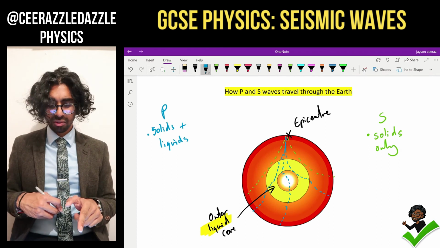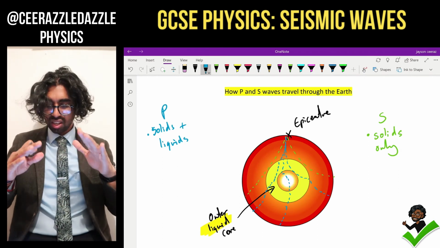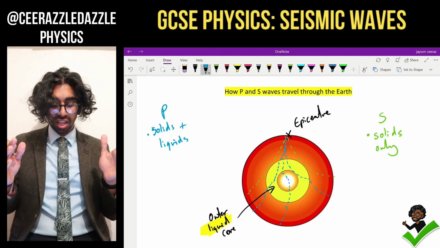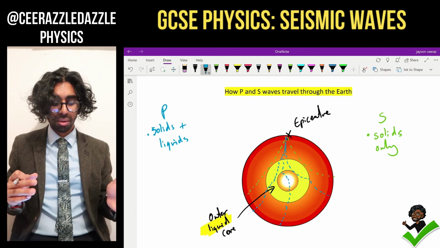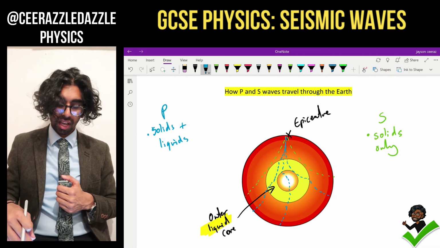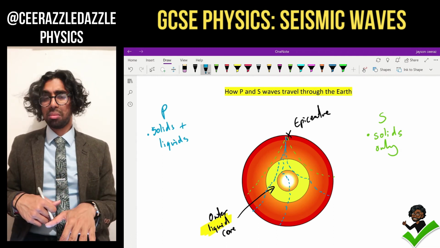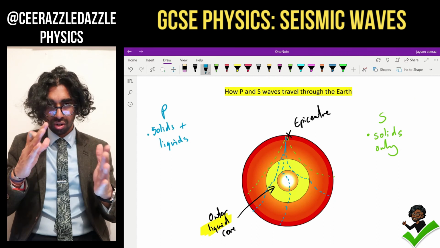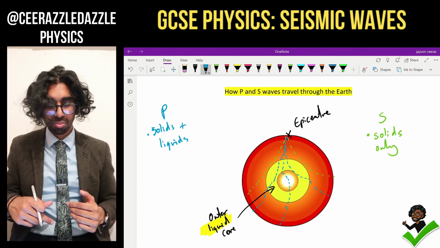Make sure you understand the difference. S waves can only remain in the mantle and they don't enter the outer liquid core. But the P waves can travel through the solids and the liquids. And that's why they can take multiple paths. My diagram isn't great, but you get the general feeling which I'm trying to express to you.